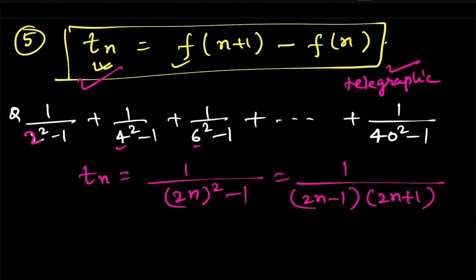nth term in terms of a function of n, which is f(n plus 1) minus f(n). So this is a difference method. We call this the difference method. So how will we do this?